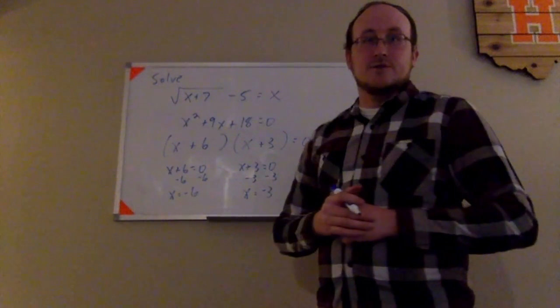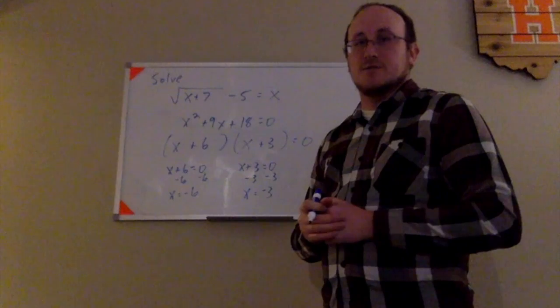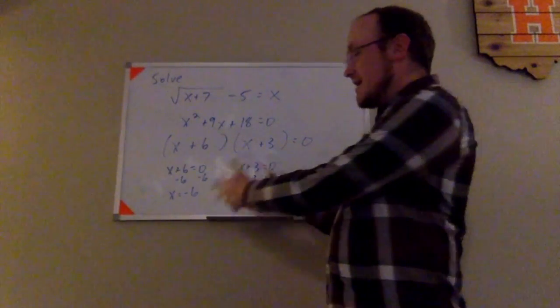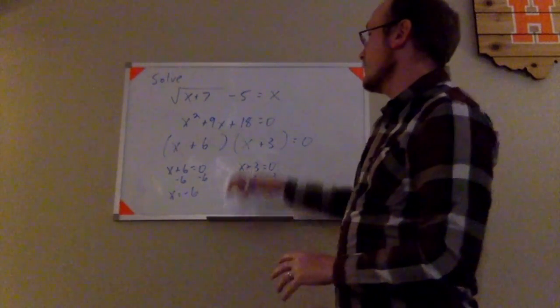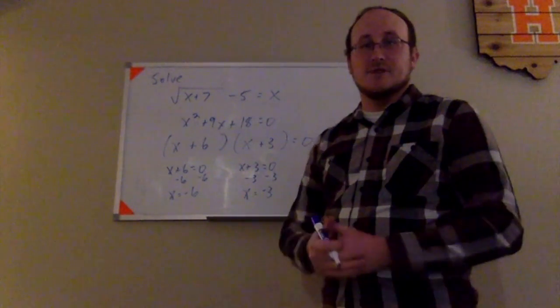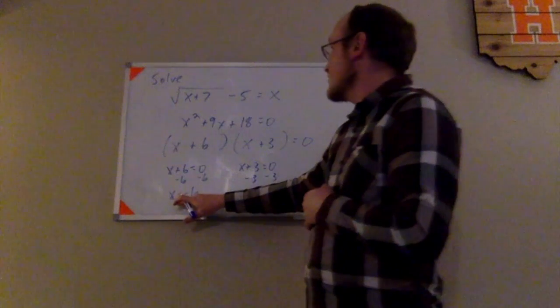Make sure you test your solutions here, though. This is where you end up with extraneous solutions, where those are the solutions that come out of the algebra and they don't actually satisfy the original. You always need to be careful when you have variables on both sides of your equation. So let's plug these back in and try to test them here.